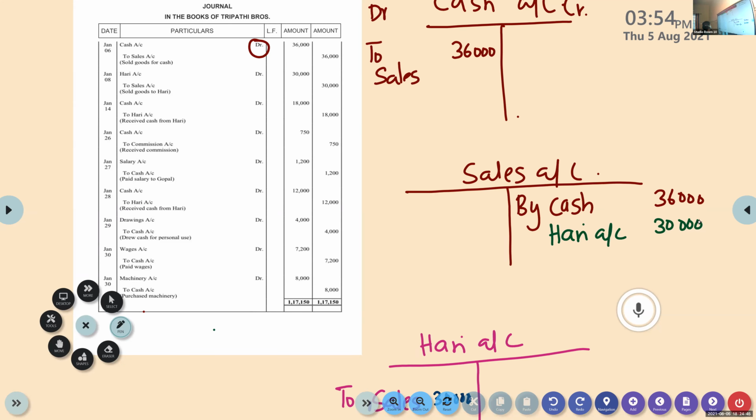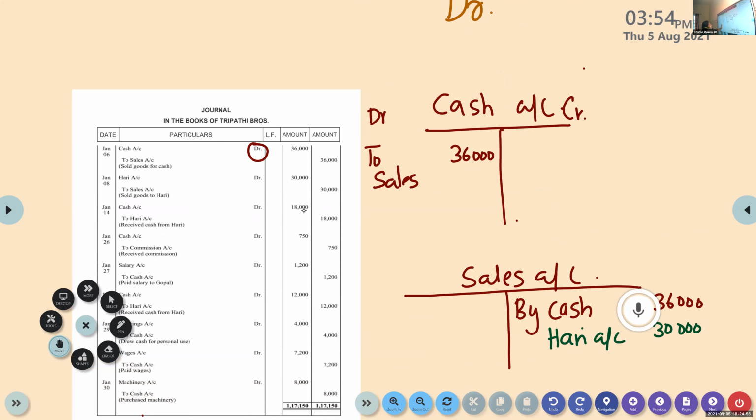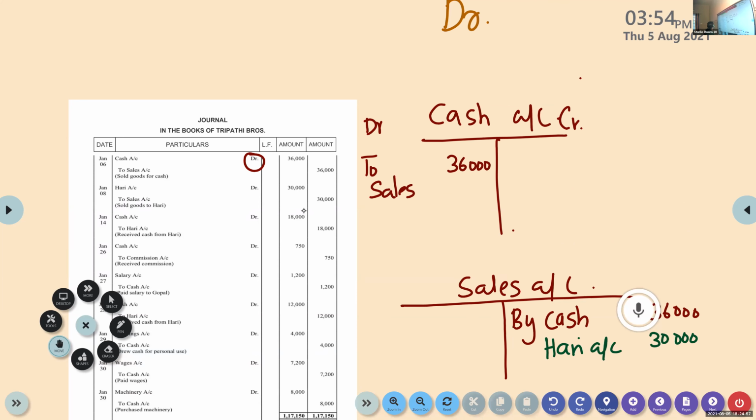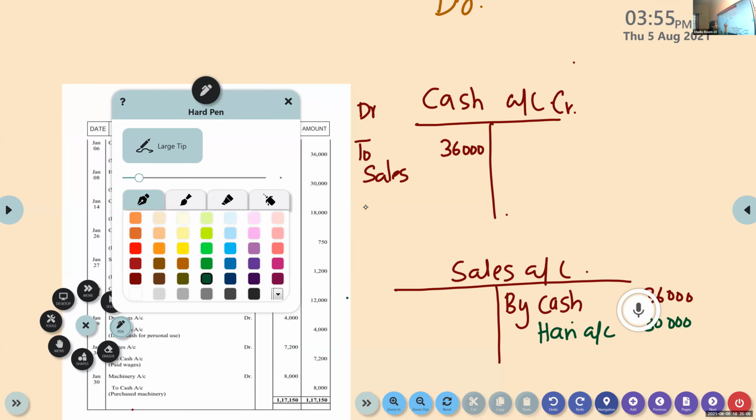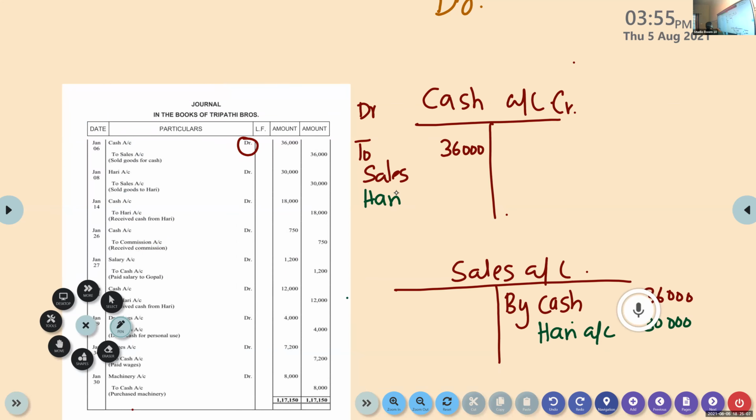Now, on January 14, what is happening? Cash account debtor to Hari. So, come to cash account. Cash account debtor, so on the debit side, to Hari. How much? 18,000. And again, come back to Hari account.